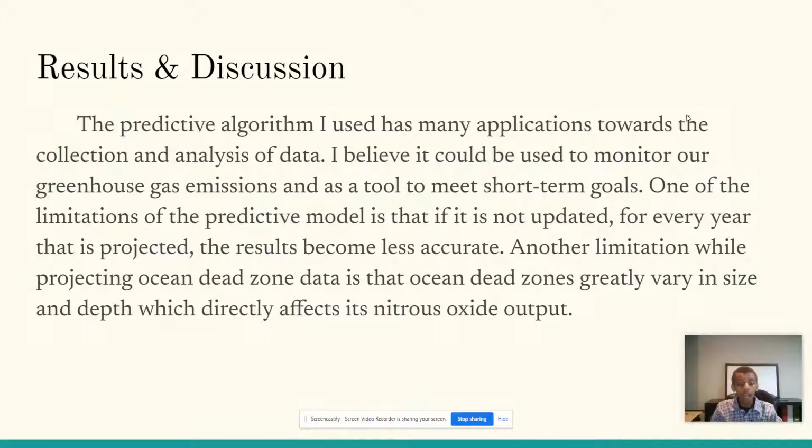The predictive algorithm I created has many applications towards the collection and analysis of data related to nitrous oxide emissions. I believe it could be used to monitor our greenhouse gas emissions and as a tool to meet short-term goals. One of the limitations of my predictive model is that if it's not updated, for every year that is projected, the results become less accurate. Another limitation to the accuracy of the ocean dead zone data is that ocean dead zones greatly vary in size and depth, which directly affects its nitrous oxide output.